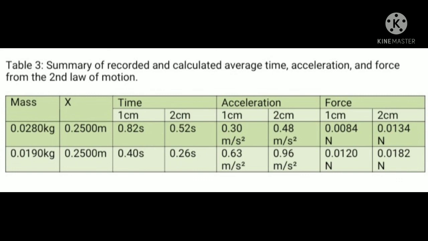Furthermore, the lesser the mass of an object, the faster it will going to reach 0.2500 meter. Ibig sabihin, faster yung acceleration, and thus, yung force na ginamit natin kanina, which is stretching the rubber band 1 cm and 2 cm backward, is of greater effect to 0.0190 kg marble than to 0.0280 kg marble. So, yun yung conclusion ko for this experiment.